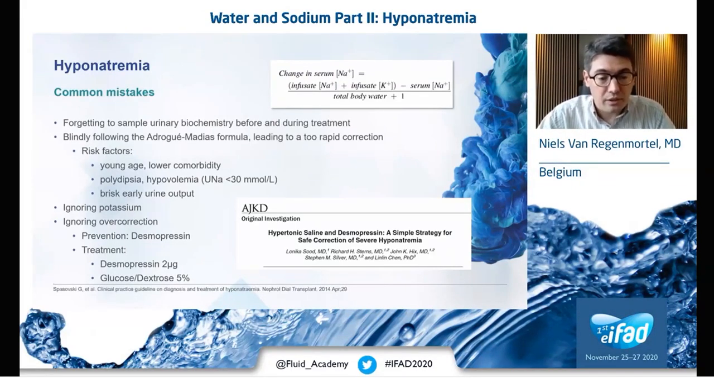So when there is a too fast correction, you will need to reduce the sodium level again. And you can do this by giving glucose or dextrose 5% intravenously, or again, you can put a clamp on the kidney and give some desmopressin at a level of 2 micrograms, for example, to reverse a too fast correction.